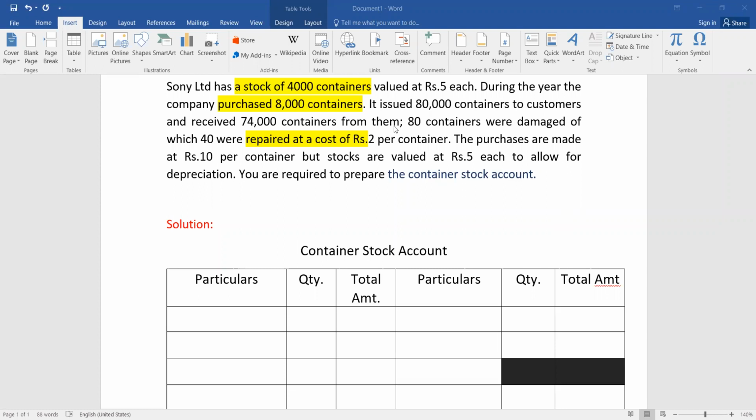In this video, we will be discussing accounting for packages and containers when they are returnable and when no separate charges are being made. A quick look at the question.